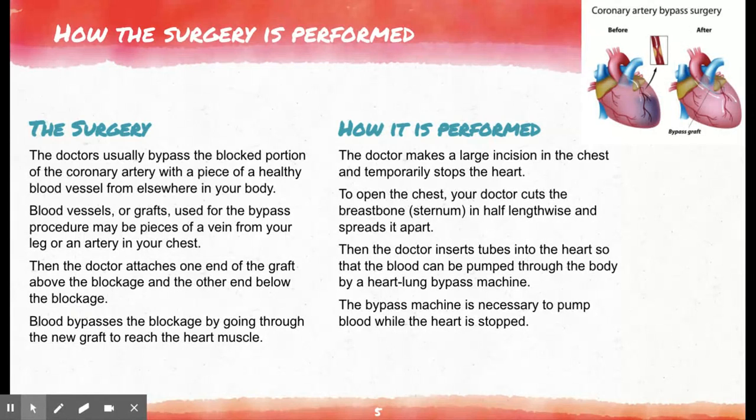How it is performed. The doctor makes a large incision in the chest and temporarily stops the heart. To open the chest, your doctor cuts the breastbone, the sternum, in half lengthwise and spreads it apart. Then the doctor inserts a tube into the heart so that the blood can be pumped through the body by a heart-lung bypass machine. The bypass machine is necessary to pump the blood while the heart is stopped. And then your doctor is going to place the graft and then reverse everything he did in the beginning.